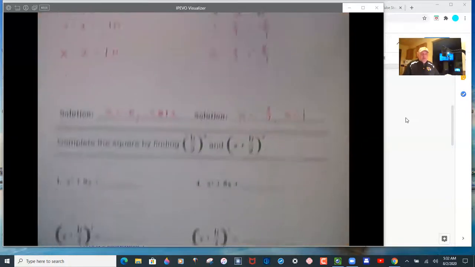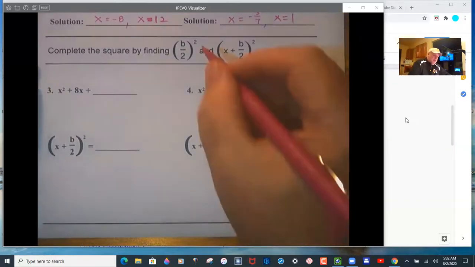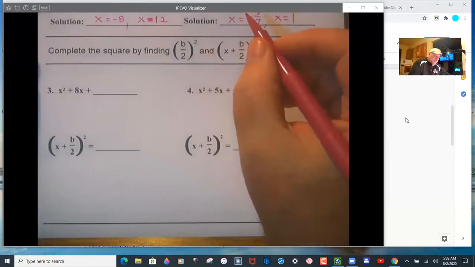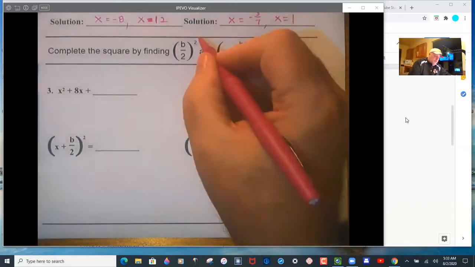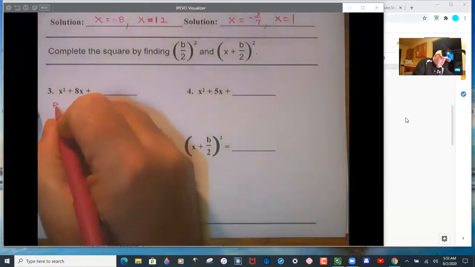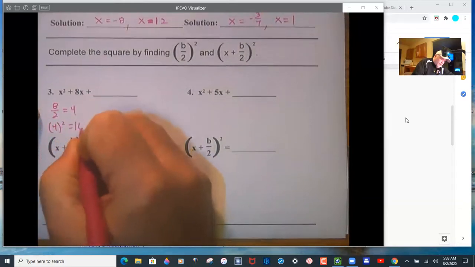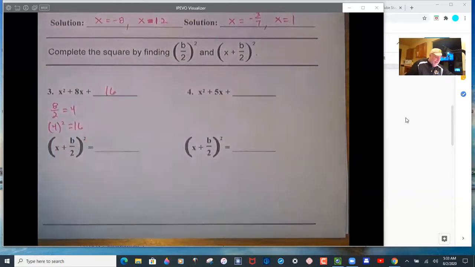3 and 4, isolate the step in which you complete the square. So complete the square by finding b over 2. You do b over 2 first, then you square it. A bit confusing there. So 8 over 2 is 4, and then we square 4, and that's 16. So that's what gets added there.